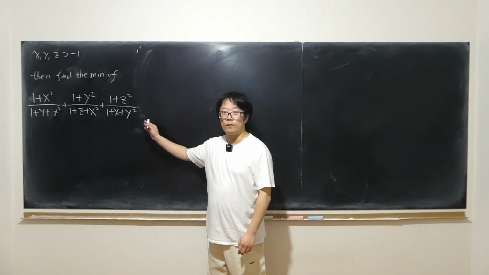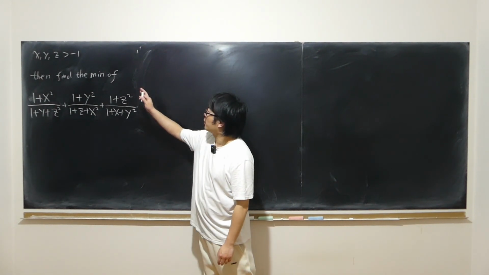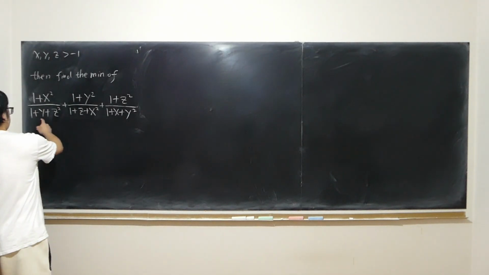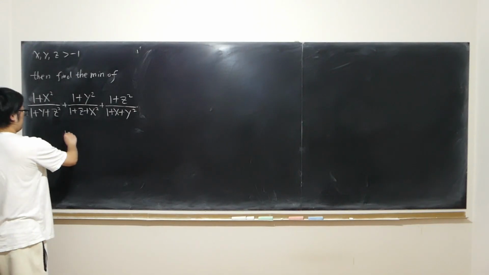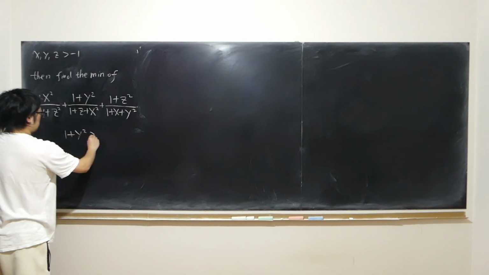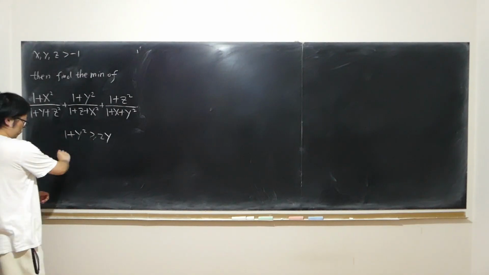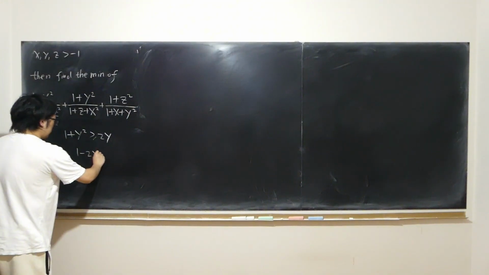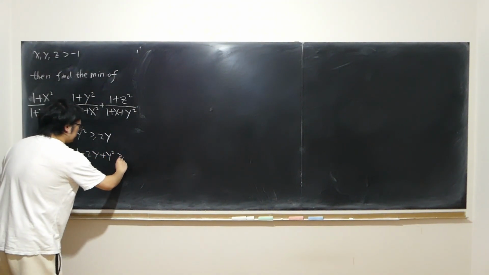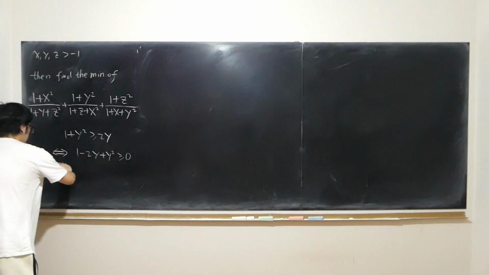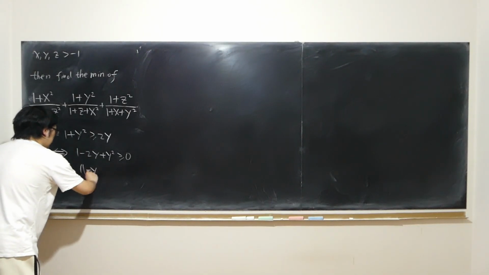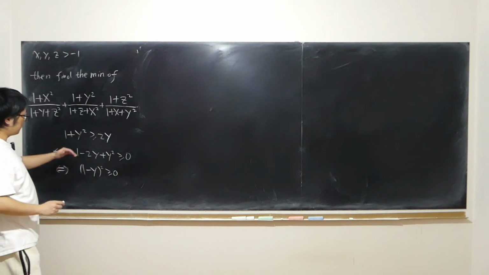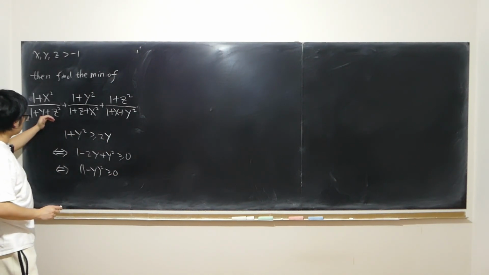What's the minimum value of the following if x, y, z are greater than -1? First of all, I notice that I can loosen y a little bit, simply because this inequality is true. That is because 1 minus 2y plus y squared is greater than 0, and of course 1 minus y squared is greater than 0. So I loosen y by half of 1 plus y squared.